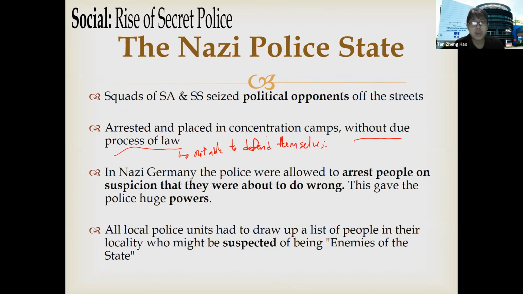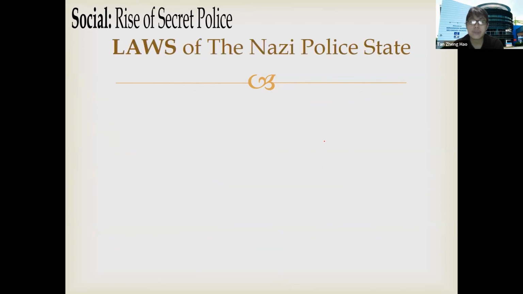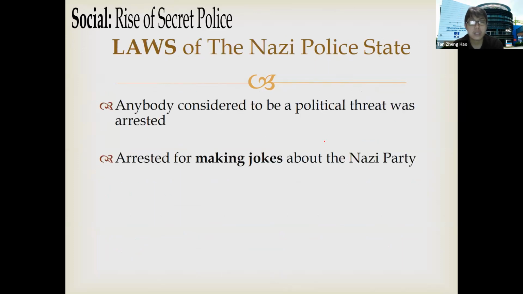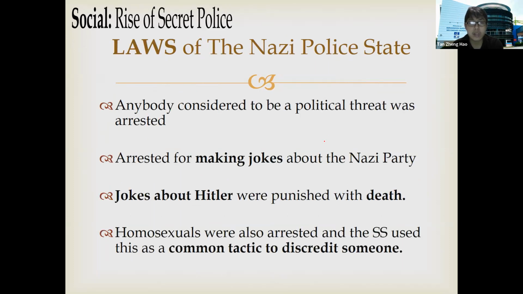So police were able to arrest people even before they did anything wrong. They can act purely based on their suspicion, and they often had people draw up lists of suspected enemies. So people started betraying each other, a bit like what happened during the Japanese occupation. Anybody considered a threat was arrested.